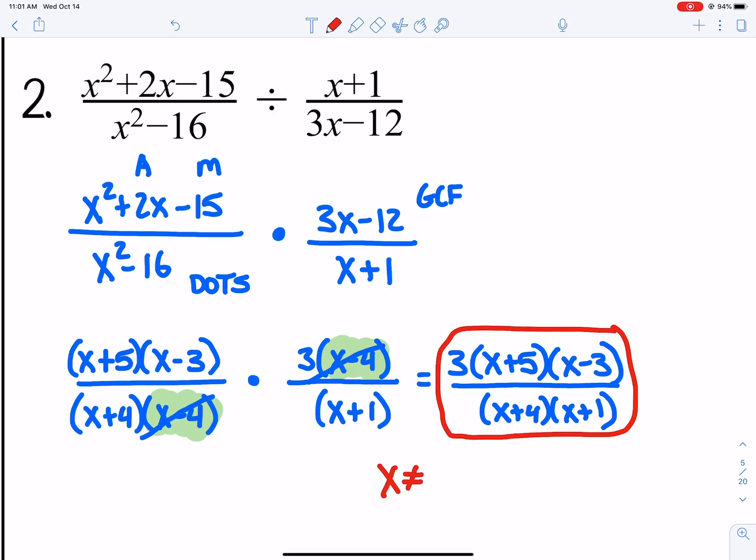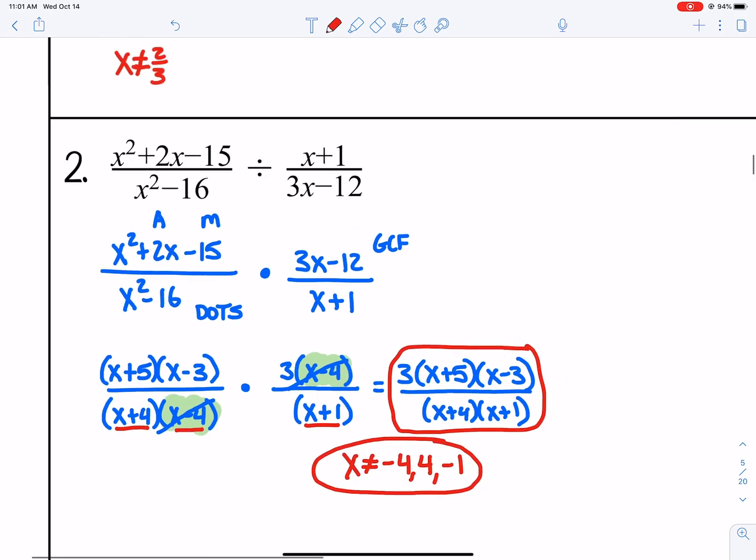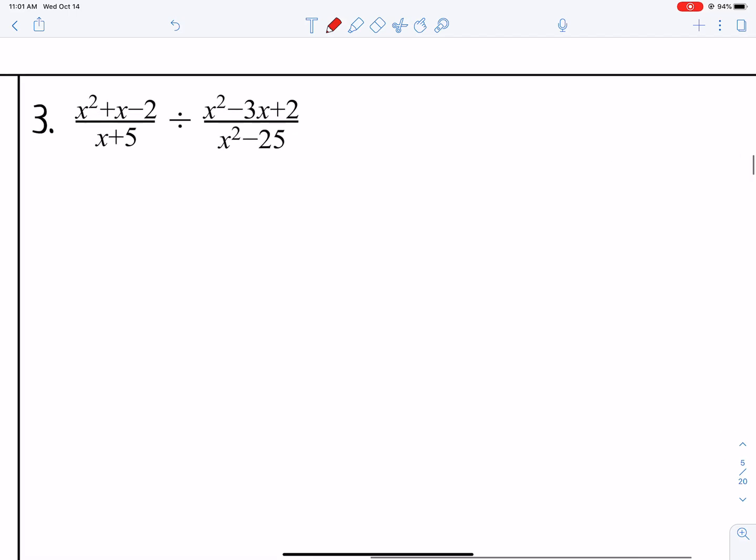And then let's state our restrictions. So if we have x plus 4, x cannot equal negative 4. If we have x minus 4, which we do, x cannot equal positive 4. And we have x plus 1, so x cannot equal negative 1. Those are values that would have made our denominator equal to 0 in one of those spots. Okay. Let's do one more example of dividing.